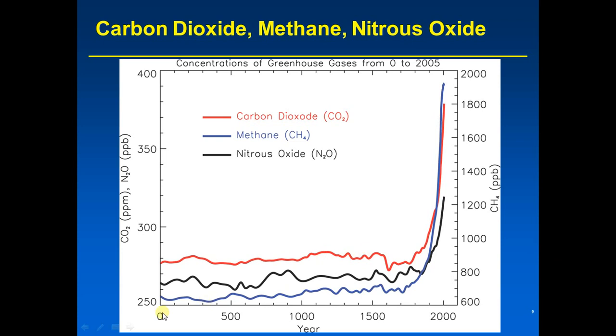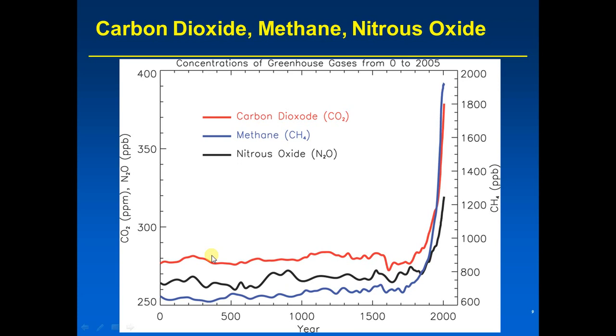So for most of the first two millennia since zero, right? 0 to 1000, and then 1000 to 2000. For most of that 2000 year period, okay, there wasn't a whole lot of change in CO2, CH4, and N2O concentrations, okay? CO2 concentrations are pretty consistent at about near 280 parts per million, right?